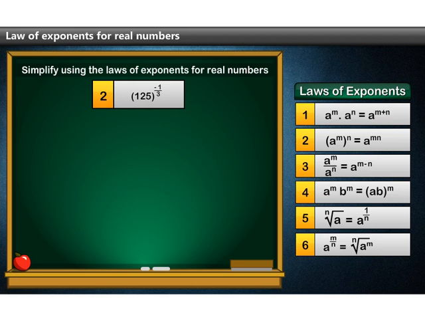2. 125 raised to the power minus 1 by 3. Applying the exponential laws, we get 5 raised to the power 3 into minus 1 by 3 is equal to 5 raised to the power minus 1, that is equal to 1 by 5.